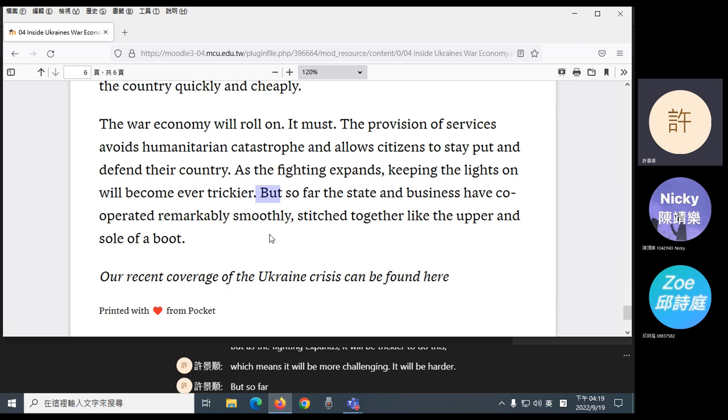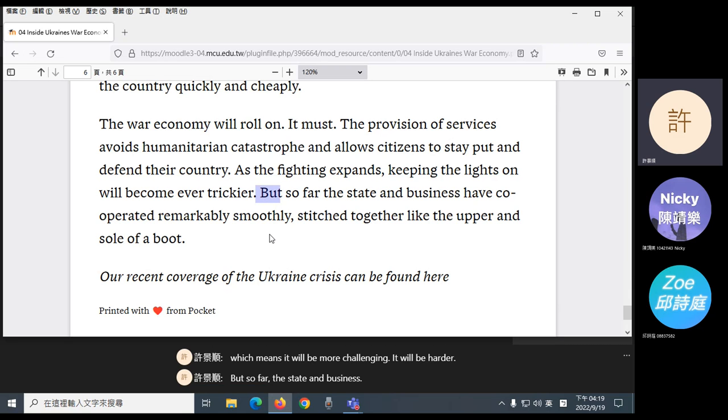But so far, the state and business have cooperated remarkably smoothly, stitched together like the upper and sole of a boot. So the article ends with the same image that it begins, a boot. The sole is the bottom of a shoe, is called a sole, S-O-L-E. So just like in the beginning, different clothing companies work together to make boots. In the same way, Ukraine's government and businesses are working together also. Just like they're putting together a boot. Stitch is to sew together, 缝纫.